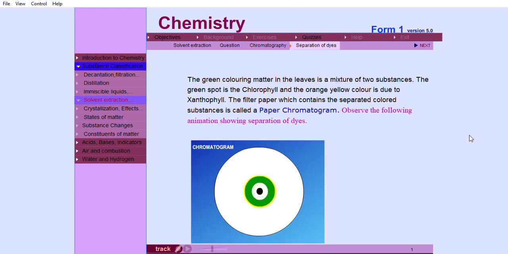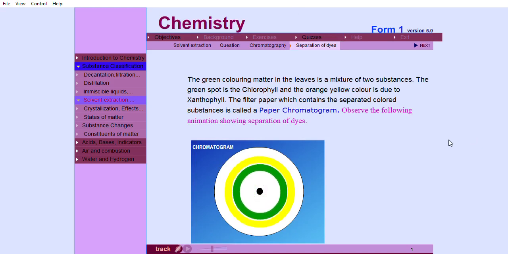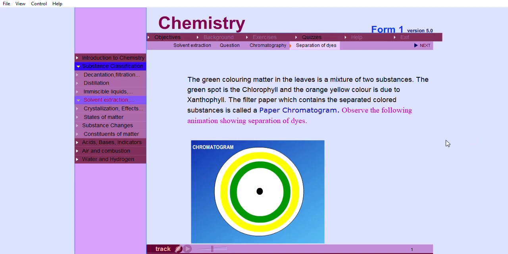The green coloring matter in plants is a mixture of two substances. The green color is due to the chlorophyll, while the orange-yellow color is due to the xanthophyll. The filter paper which contains the separated colored substances is called a paper chromatogram.